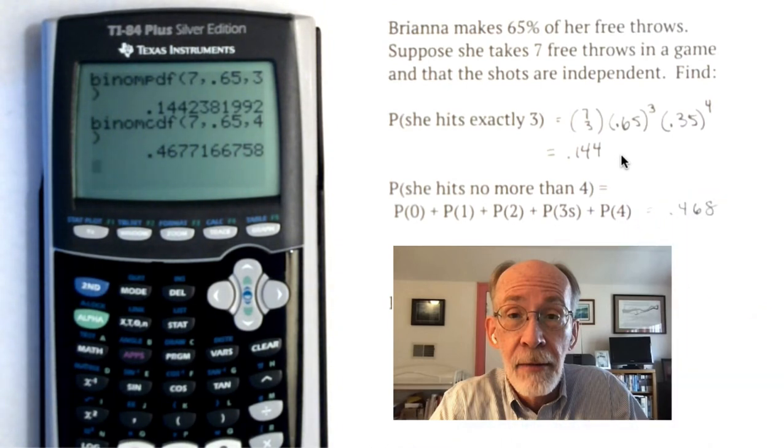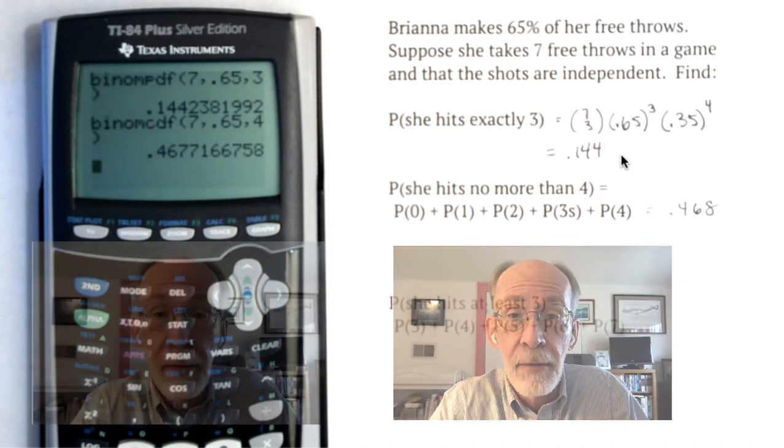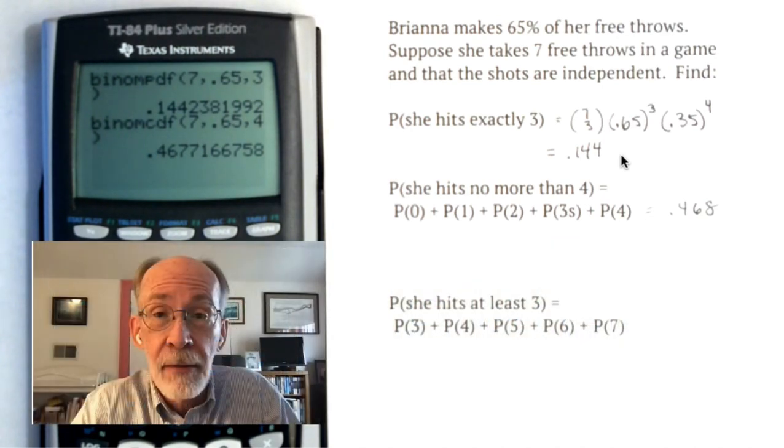So that's a very handy feature. It saves you having to add multiple binomial probabilities after having first calculated them. But you need to be a little bit clever in how you approach using it, depending on exactly the problem that you're presented with. In this third one, we have the probability she hits at least 3, which means the probability she hits either 4 or 5 or 6 or 7. This is not what the command is designed to do. The command is not designed to go from someplace up to n. It's designed to go from 0 up to someplace.